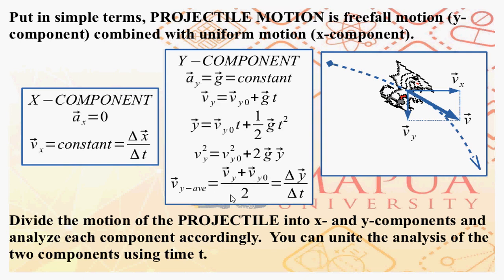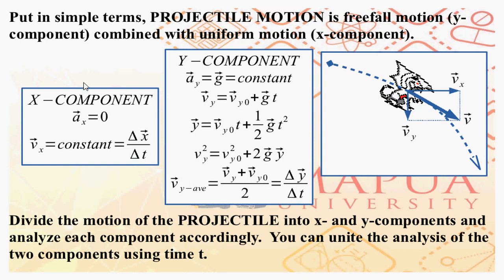So we have 4 equations that we can use to analyze the y component of the motion of the projectile. You have Vy is equal to Vy initial plus gt. y is equal to Vy initial t plus 1/2 gt squared. Vy squared is equal to Vy initial squared plus 2gy. And then average velocity on the y component is equal to (Vy plus Vy initial) divided by 2, is equal to delta y divided by delta t.